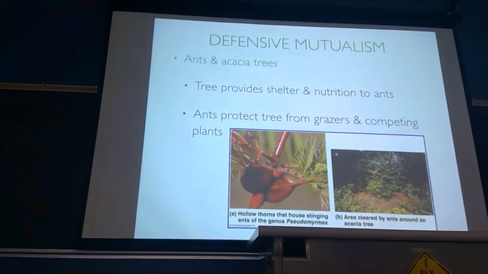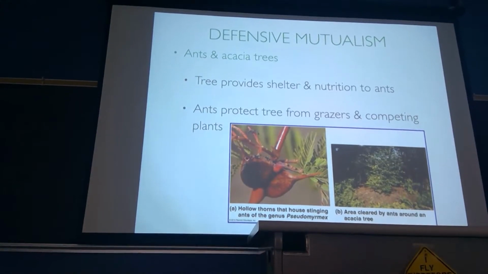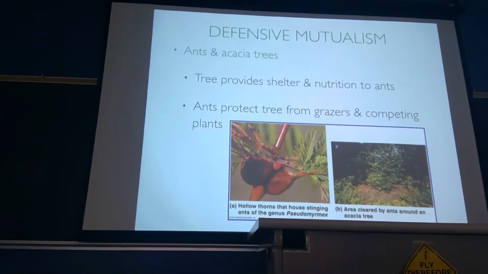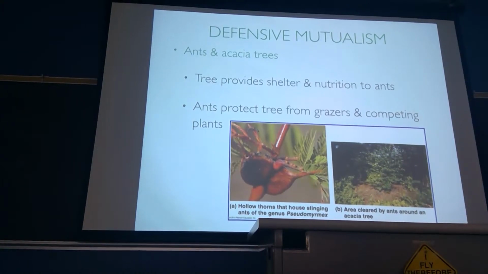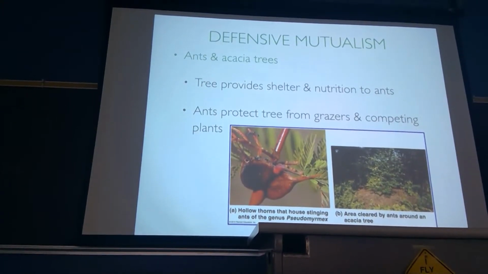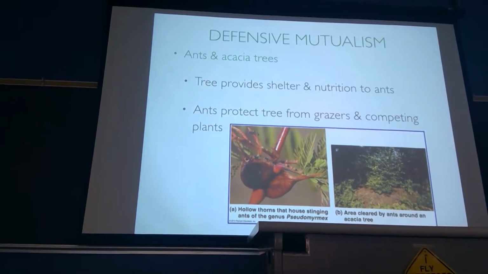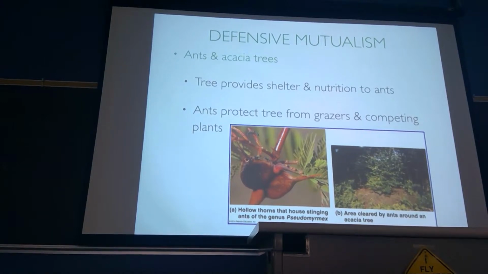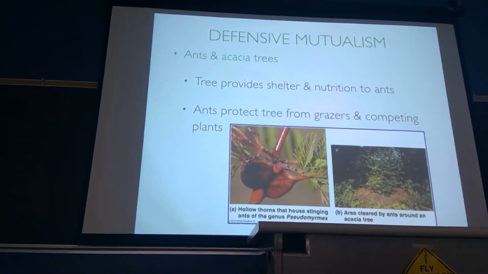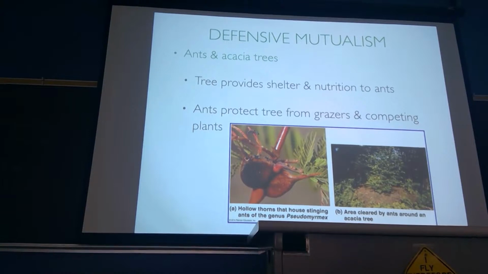Okay. All right, a couple examples of defensive mutualisms. Again, with defense, you're usually getting a service in return for a resource. And lots of times that service is protection from competitors or predators for one of the organisms. And so ants and acacia trees, which you may have talked about already in class, is a great example of mutualism, and usually one of the textbook examples of a mutualistic relationship.